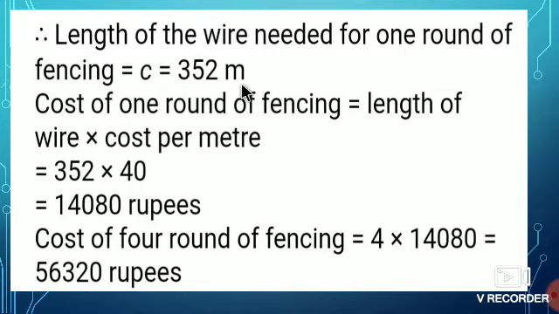If 1 meter cost 40 rupees, 352 meters, how much rupees we need here? That we will find out. Cost of 1 round of fencing is equal to length of the wire multiplied by cost per meter. So 352 multiplied by 40 is 14,080 rupees.